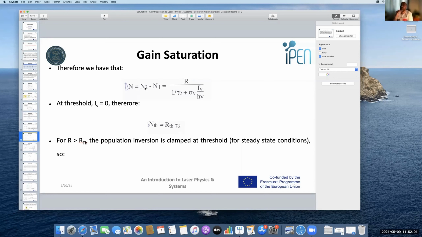When we reach the gain that we can reach, this depends on how big the lifetime of the electrons on the excited state is. Okay, the longer the time that the electrons can stay on the excited state, the higher the population inversion that we can build. Okay, so at the beginning we have this.